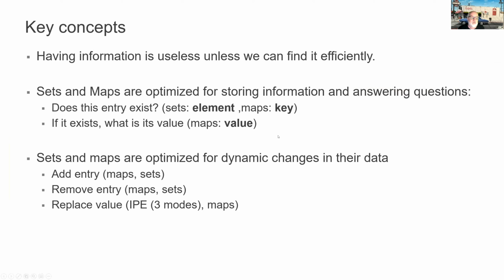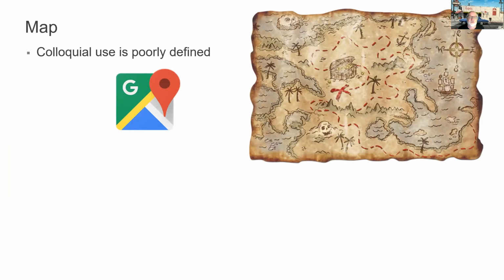Sets and maps are optimized for storing information and answering questions. Does the entry exist? If it exists, what is its value for a map? For a set, there is no value. They're optimized for dynamic changes in the data. We can add entries, we can remove entries, we can replace a value, and so on. And all these are much faster, even though it's not sorted, right?